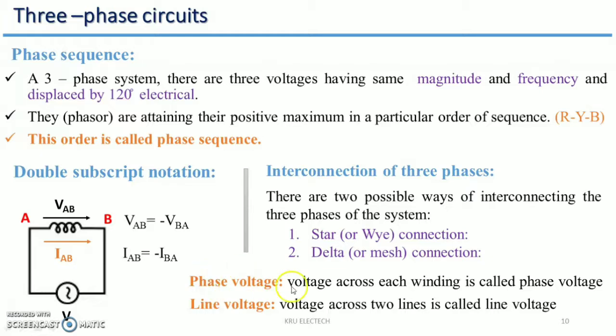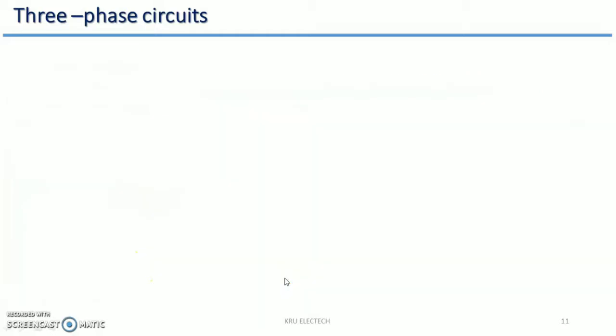What is the phase voltage? The voltage across each winding is called the phase voltage. And what is the line voltage? The voltage across two lines is called the line voltage. Suppose line R and line Y are there; the voltage between line R and line Y is the line voltage. The phase voltage is across only one winding. Let us see.